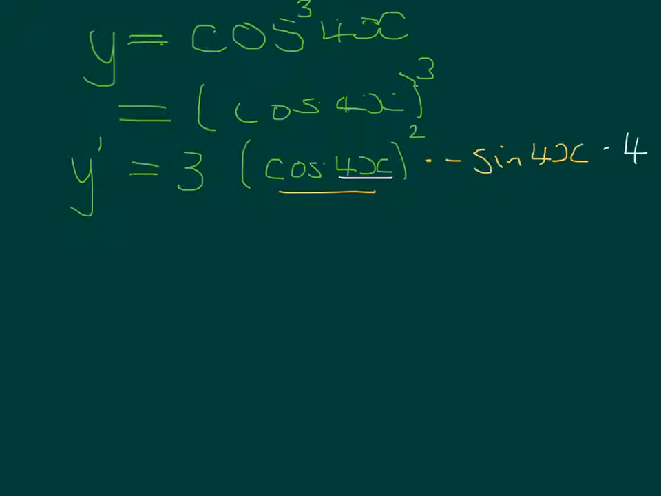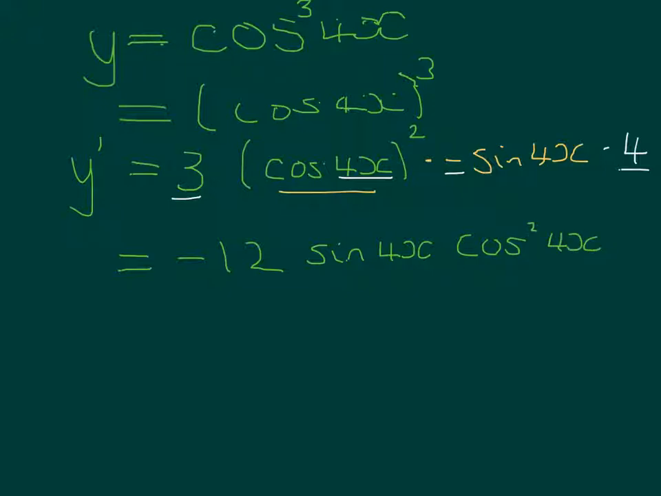So to put that all together, we have got minus 12, because we've got 3, minus, and 4. And then we've got sine 4x. I'm going to bring that to the front because it's not got a power. And then we don't write cos 4x squared like that. We write cos squared 4x.